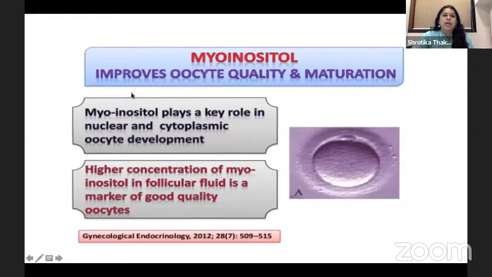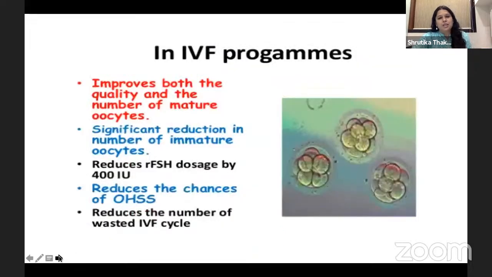Definitely there is a role in giving Myo-Inositol in our IVF patients. It definitely improves oocyte quality. It definitely improves maturation. We see more 2PN, we see more cleavage rates in the group who are on Myo-Inositol. And there are various papers. It is very interesting to read all these papers.